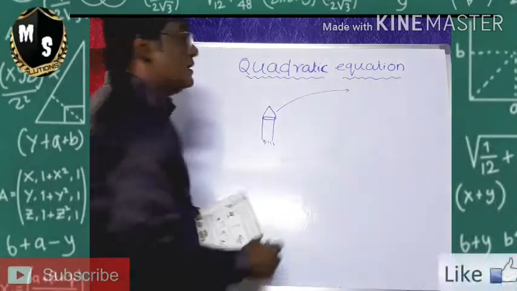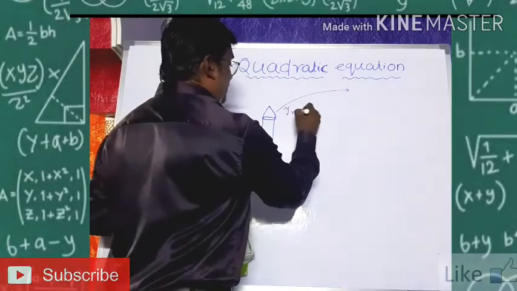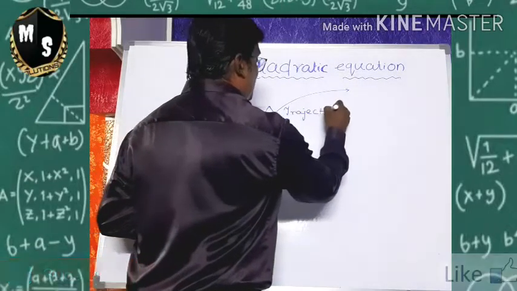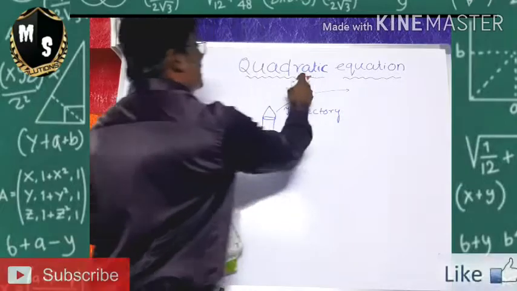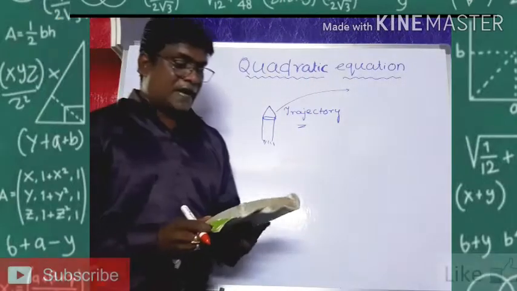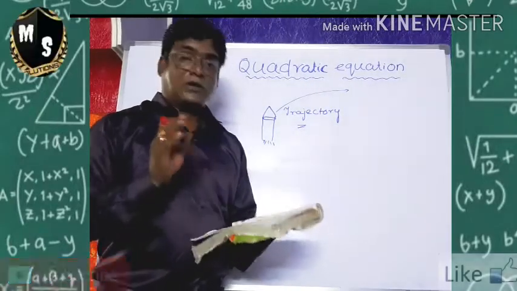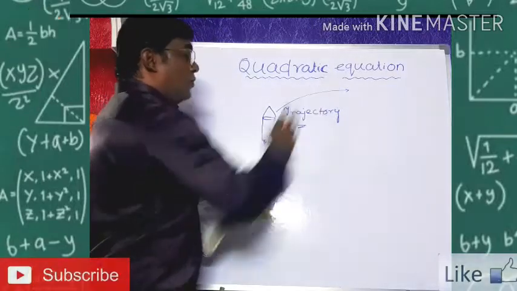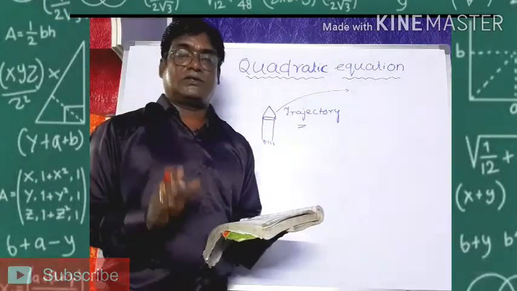What is this called? Trajectory. The path of the rocket is decided by quadratic equation formulas, and how far it will go will also be decided by the quadratic equation.